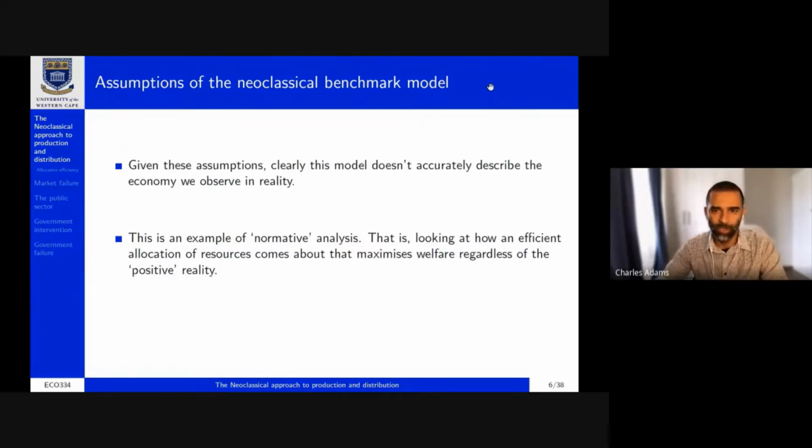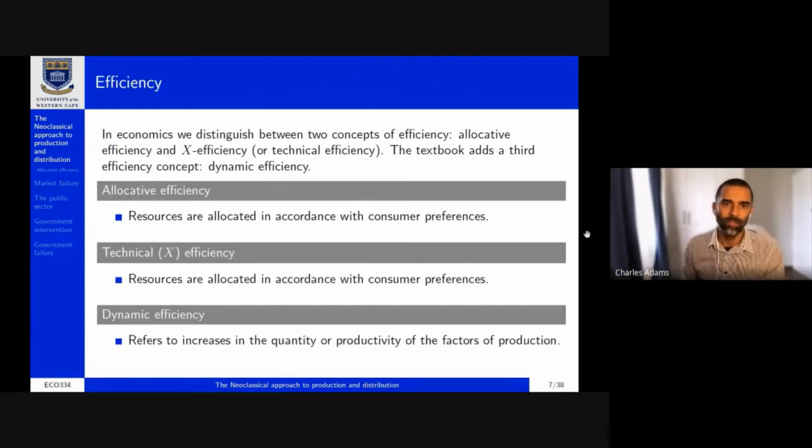So the neoclassical framework, hence, is an idea of normative analysis, how the world ought to work. Now, let me just say that this is one view of how the world ought to work, right? And we'll talk about why people might differ with this view, with this normative analysis. Okay. And this analysis looks at how an efficient allocation of resources comes about, which maximizes welfare regardless of the positive reality.